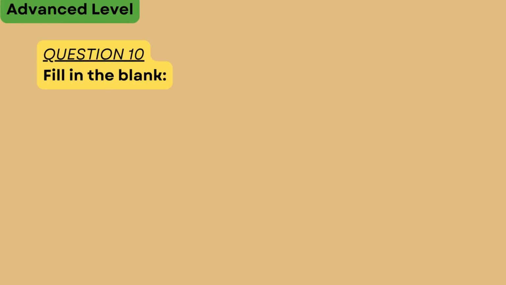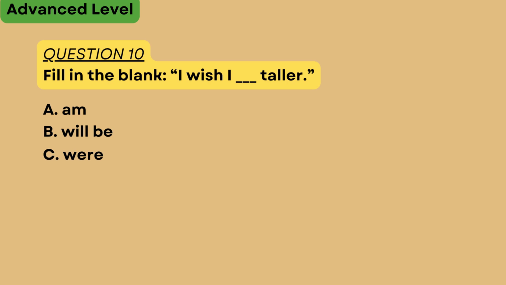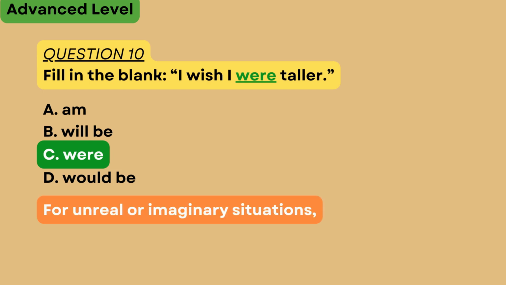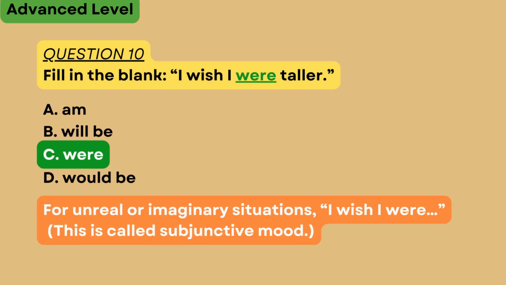Fill in the blank. I wish I blank taller. Am, will be, were, would be. Have a think and choose the correct option. Correct answer is C. Were. I wish I were taller. For unreal or imaginary situations, we use were, not was. I wish I were. This is called subjunctive mood.